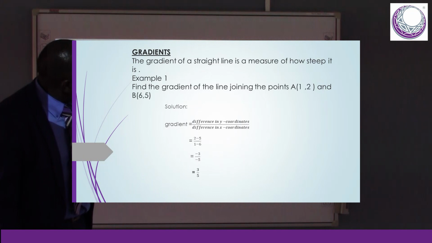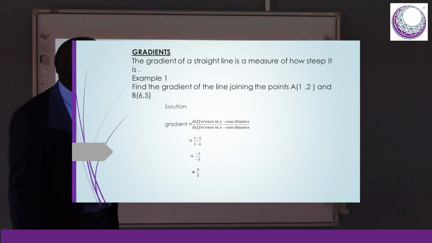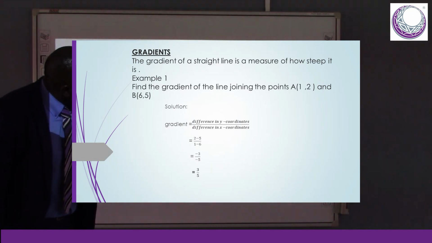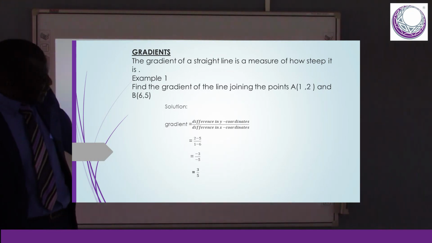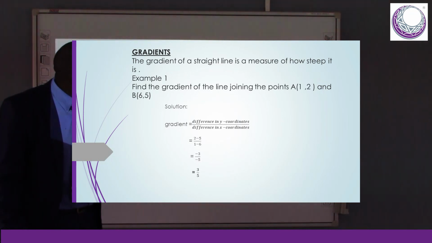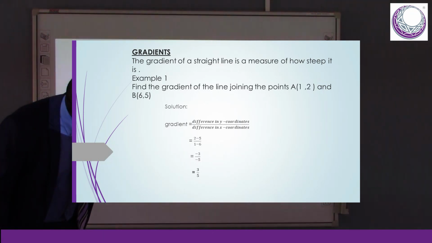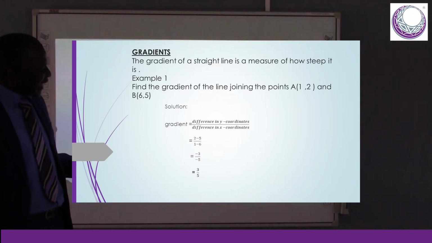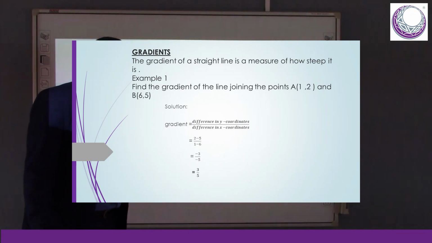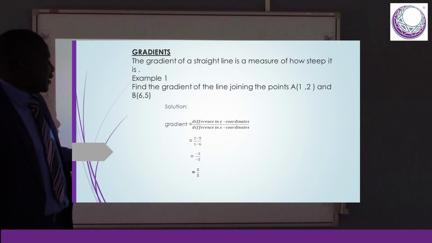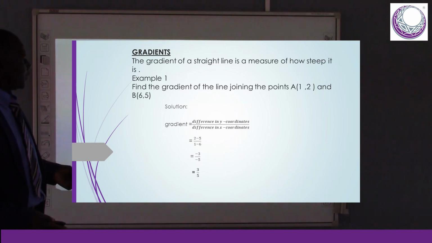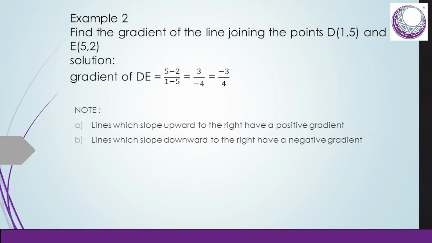Therefore, for their difference, 2 minus 5 gives me negative 3, and then 1 minus 6 gives me negative 5. Now, since the numerator and denominator are both negative, a negative divided by a negative gives me a positive. That's why my final answer is 3 divided by 5. This answer can be written as a fraction, or I can write it as 0.6. So the gradient of AB is 3 over 5, or 0.6.